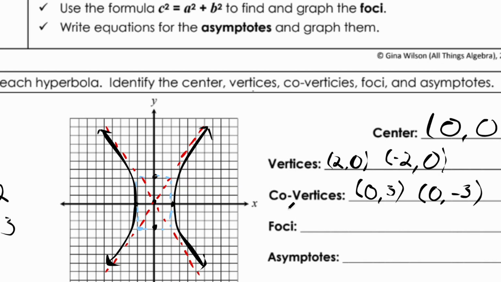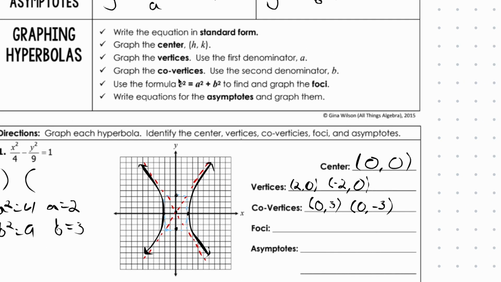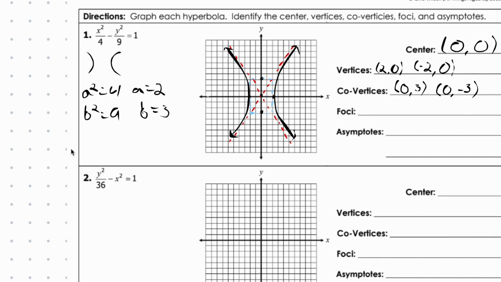And then our foci, we're going to have to use this equation. This is just the Pythagorean theorem, or it's the same thing as the Pythagorean theorem. C² equals A² plus B². We have A is equal to 2, so 2² is 4. B is equal to 3, 3² is 9. So that means C² is actually equal to 13. So C is equal to √13.